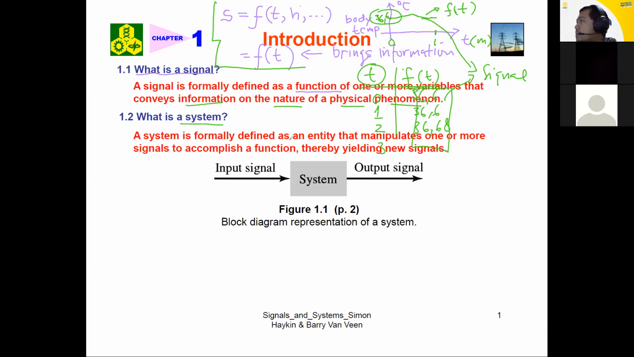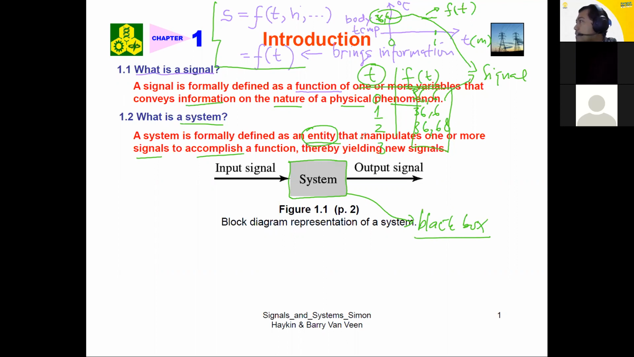A system is formally defined as an entity that manipulates one or more signals to accomplish a function, thereby yielding a new signal. Okay, this entity, you can see here, this is the entity. In other words, it is a black box. Black box means that sometimes we are not sure what is inside.